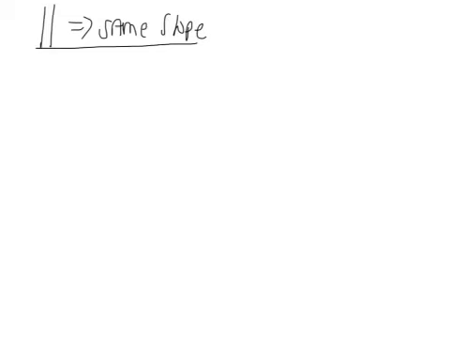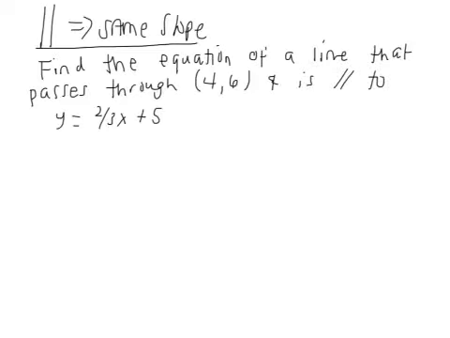Since parallel lines have the same slope, if we're asked to find the equation of a line that passes through the point (4, 6) and is parallel to y equals 2/3 x plus 5, we know the slope of a line parallel to that equation is also going to have the same slope of 2 over 3. Our x equals 4 and our y equals 6 from the point we have been given.